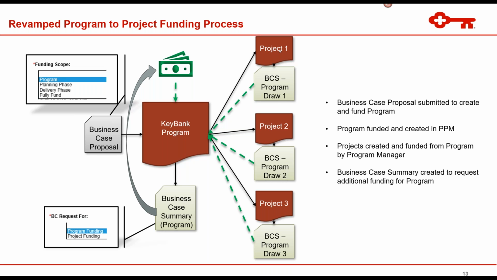And then the individual projects of that program then pull funding from the program. And then if additional funds are needed, the projects don't need to go to the finance governing boards to request additional funds. The program allocates that money to them on their request as applicable. And then the program manager, if they run out of funds, they just go through the business case summary to request funding for the overall program. But much more efficient for our needs.